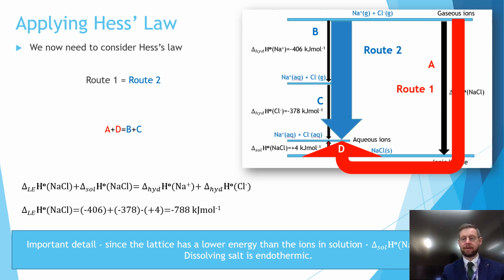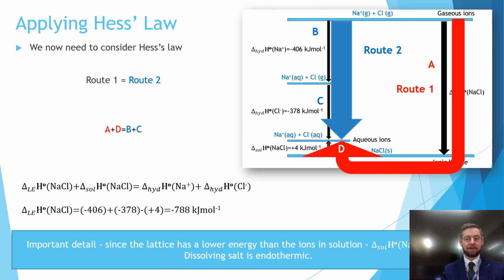Well, route 1 is going further, but it's coming back some. In order for it to get to the same length that route 2 has, it is by definition going to be the same size arrow. The energies are going to be equal. So dividing up the journey, A, the lattice enthalpy, and D, the enthalpy of solution, those two added together would have to equal the two enthalpies of hydration for the sodium and the chloride ions respectively. This enables us to write out this formula.